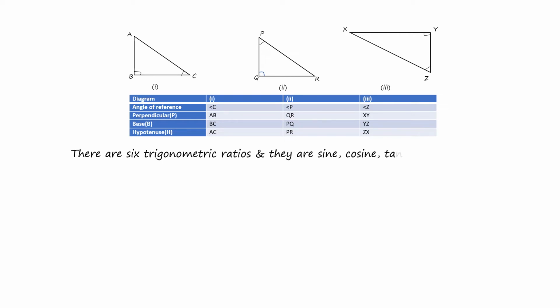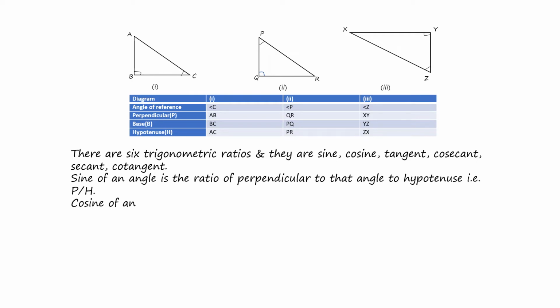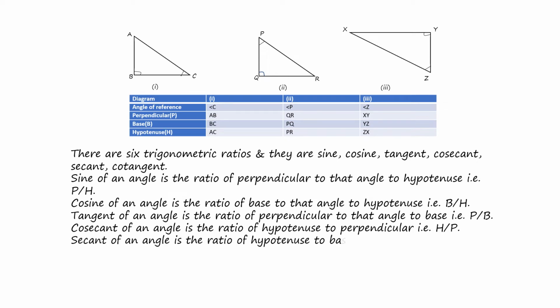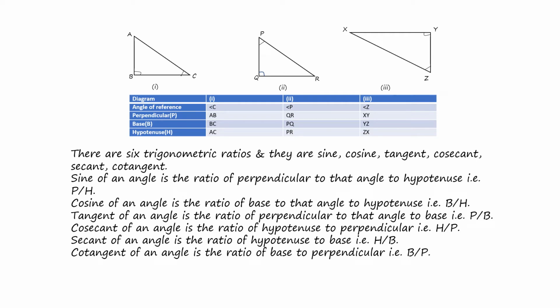Now there are 6 trigonometric ratios. They are sine, cosine, tangent, cosecant, secant, cotangent. Sine is the ratio of the perpendicular to that angle to hypotenuse. That means sine of any given angle is P by H. Cosine of an angle is the ratio of the base to hypotenuse. That means cosine of that angle is B by H. Tangent of an angle is the ratio of the perpendicular to base. That means tangent of that angle is P by B.